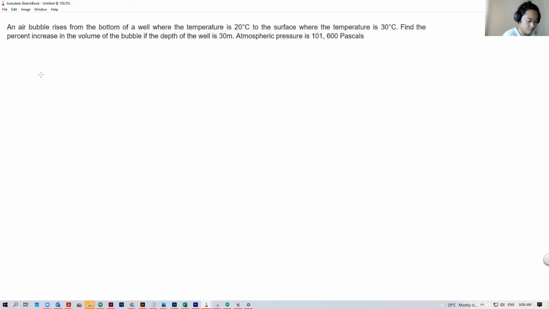Say this is our well, and the problem mentions that there's an air bubble at the bottom of the well. Say the bottom of our well is our point 1 here. We are told that at point 1, the temperature is 20 degrees Celsius. Now the air bubble rises to the surface of the well. So say this is our surface here, this is our bubble, this is our point 2. And the temperature given is 30 degrees Celsius.